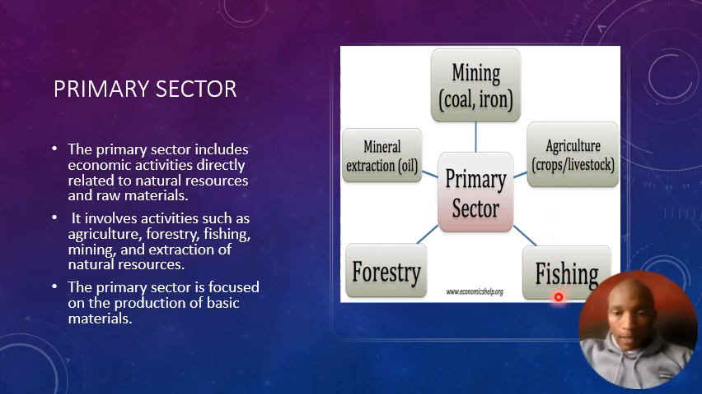When you go around, you will see that people are fishing. That is the primary sector because that will be processed and used in the other sectors that I will mention. The primary sector is focused on the production of basic materials. These materials are basic, they are needed for the production of final goods. We cannot produce final goods without the basic materials found in the primary sector. So it is an important sector that deals with the extraction and taking out from the earth. I hope we all understand and we can move on.